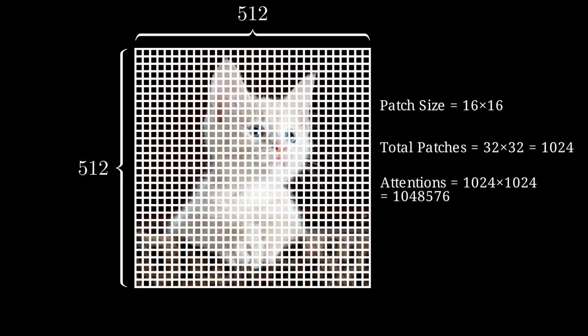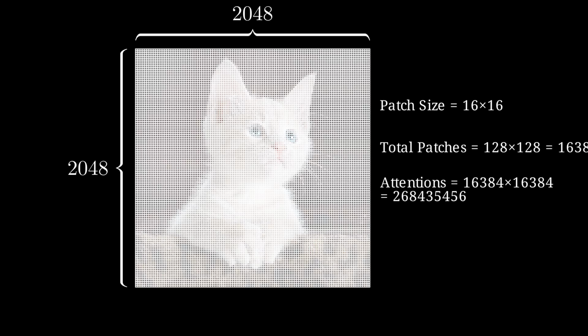Now the size is increased to 512. For an image size of 2048, you can see that the total number of attentions calculated by each layer increases, making this approach less suitable for high-resolution images. But what do you think is an alternative to this vision transformer?